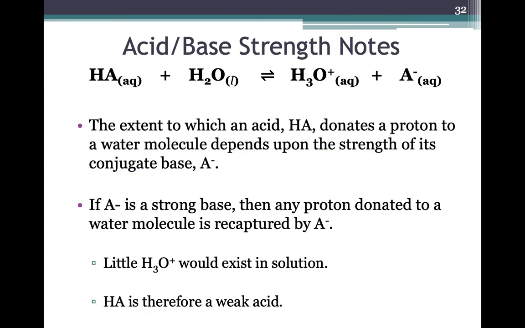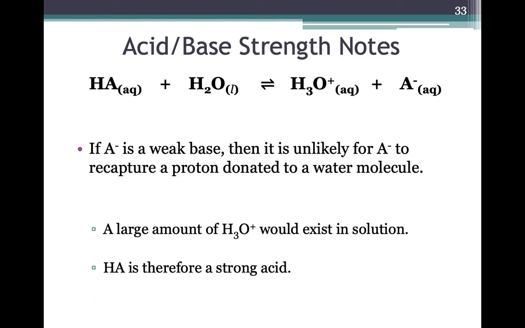So the extent to which an acid dissociates or donates a proton in water gives us how much of the conjugate base concentration we'll have. And if A minus is a stronger base than any proton donated by the water molecule it has captured, it would go back to HA. Therefore, HA is a weak acid because there is an equilibrium for this.